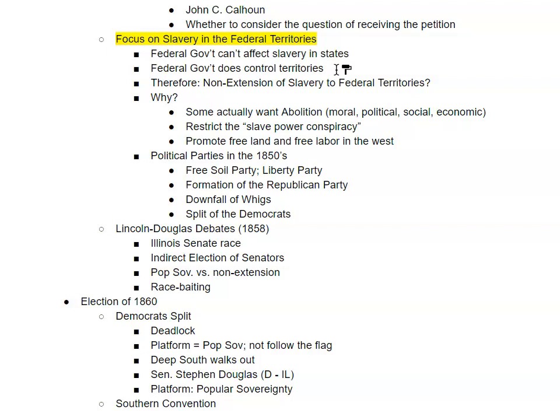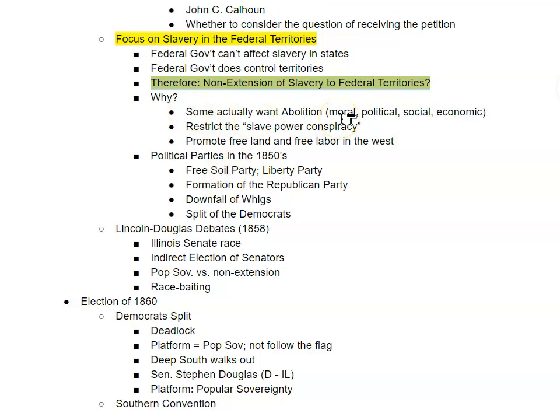And remember that the territory of the United States encompasses the vast area past the Mississippi that is rapidly applying for statehood. Therefore, the anti-slavery position is, with the exception of a handful of newspaper writers and novelists and a few politicians who actually want abolition or end of slavery in the southern states, the key anti-slavery gold standard position in the 1850s is non-extension of slavery to the federal territories.